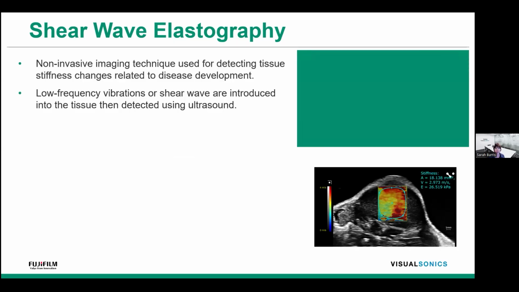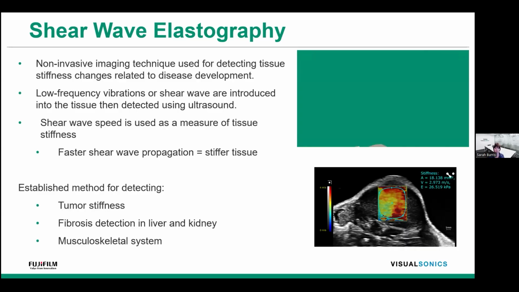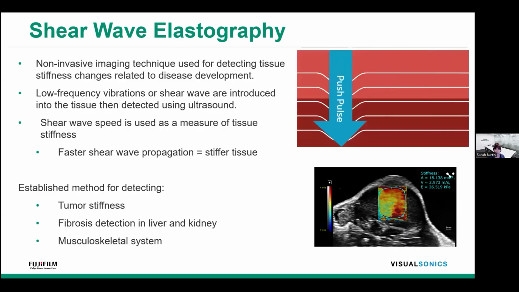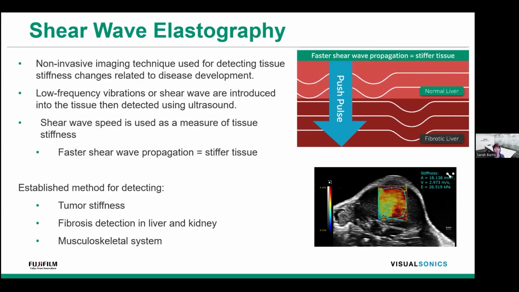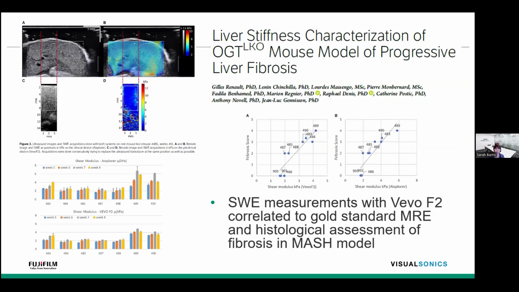And of course, we can use this to analyze things like tumor stiffness, but it's also a great technique for looking at things like liver fibrosis or potentially changes that occur in the kidney, as well as changes that occur in the musculoskeletal system. Now, very recently, I want to say almost 2 weeks ago, there is a great publication that came out utilizing shear wave elastography and a MASH model of liver fibrosis.